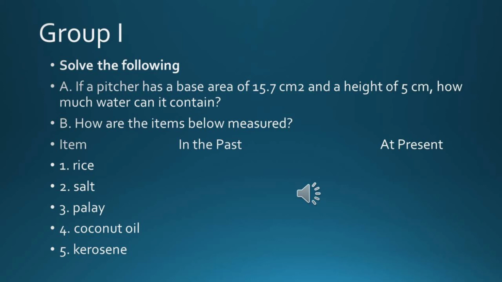Number 2. How are the items below measured, in the past and in the present? Number 1, rice. Number 2, salt. Number 3, palay. Number 4, coconut oil. Number 5, kerosene.